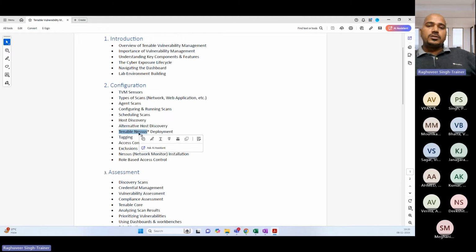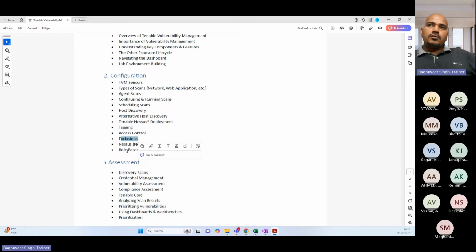We'll talk about Nessus. Now you worked with Nessus and now you're working with Tenable Nessus. So how Tenable and Nessus are connected with one another, that's what you will understand. These are some configuration options like tagging, asset groups and all that. We will look at Nessus network monitoring installation.